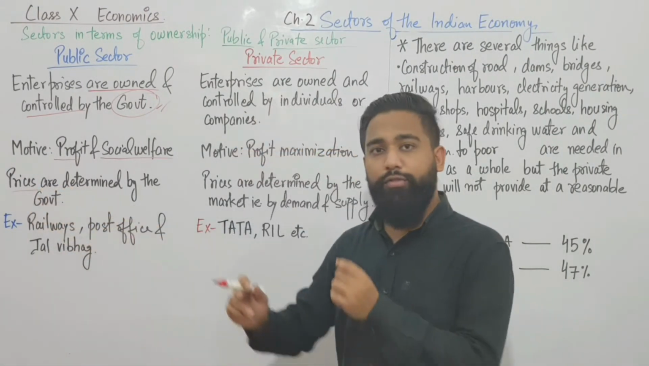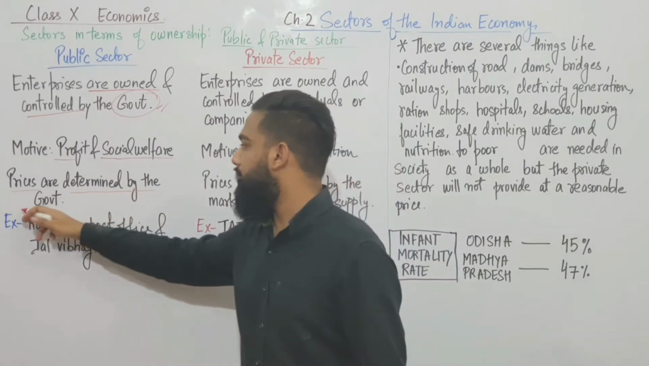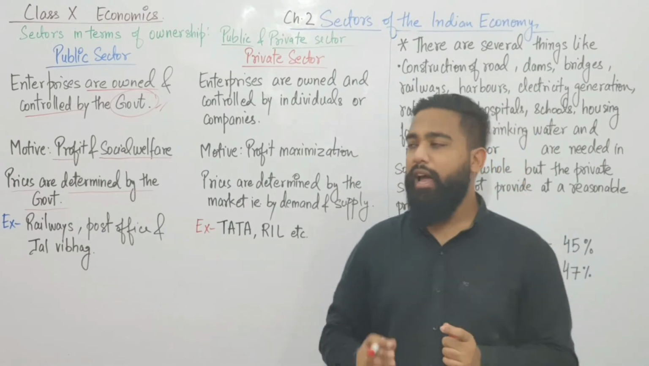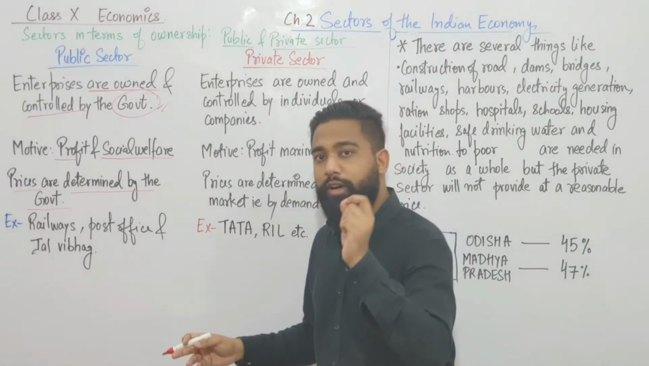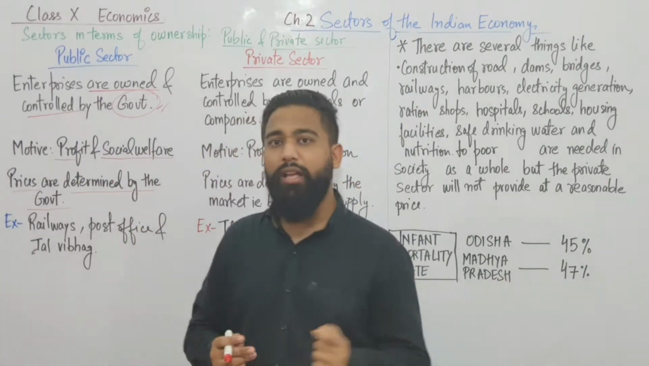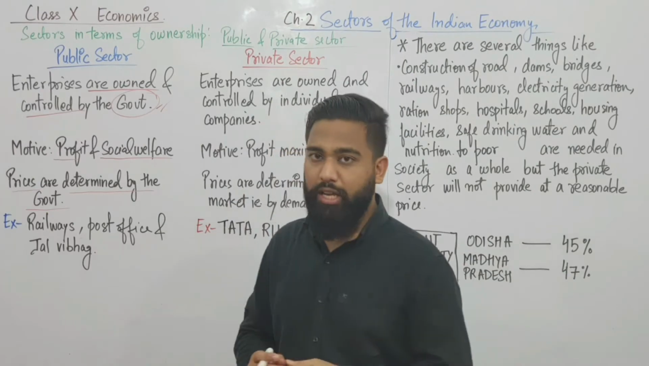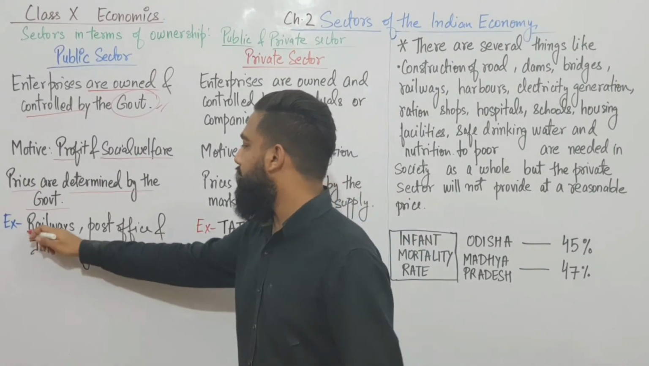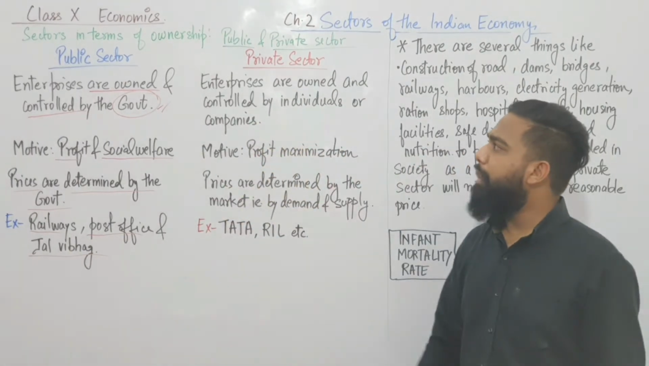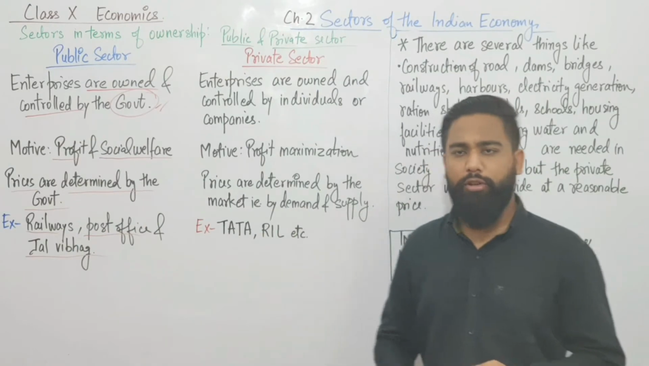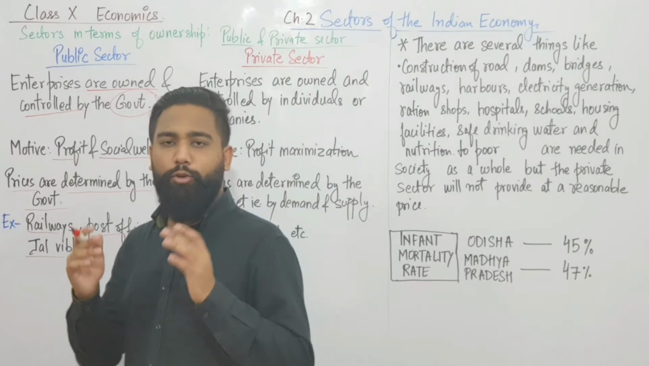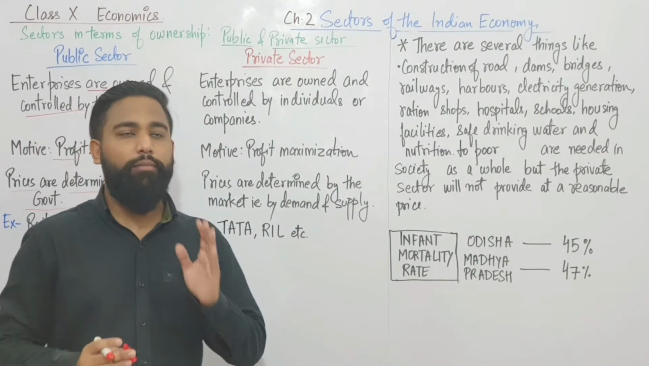Now the prices of their products are determined by the government. If they are meant for social welfare, then their prices will be very less, and if their motive is profit earning, then their prices will be very high. The luxurious items which the government is providing will be of much higher prices. Now for example, railways, post office and Jal Vibhag. These are some of the examples of the public sector. Your electricity department comes under the public sector. So this is your public sector, those enterprises which are owned by the government.